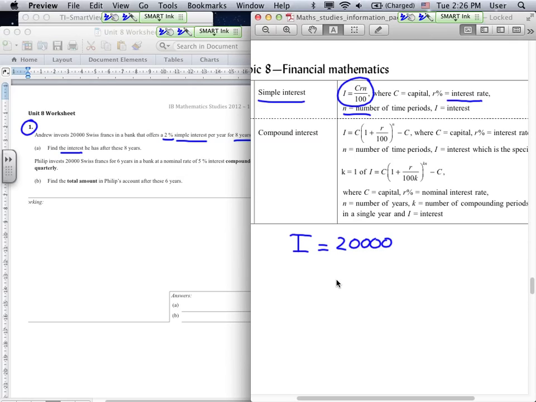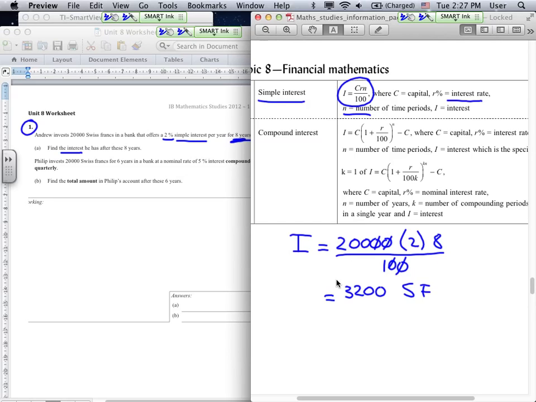Now remember, with simple interest, you're just looking at the interest earned, but you won't get any interest earned on the interest during the time period. So it's 20,000 times your R, the rate of interest is 2, times the N, which is for 8 years, so that's going to be times 8, and that will all be divided by 100. So obviously that will cancel like that, and we're going to get 8 times 200, which is 1,600, times 2, which is going to be 3,200 Swiss francs.